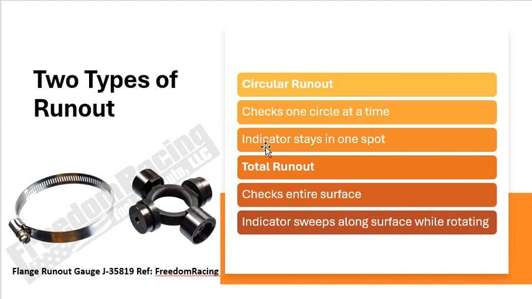For circular runout, we go one circle at a time, and the indicator stays in one spot. Your total runout is going to check the entire surface. Your indicator is going to sweep along the surface while rotating. Very important. And here is an example of the flange runout gauge. Of course, this is just to stabilize. And then, of course, this is your gauge. Your instrument for the gauge is going to go into these little holes. Here is the commercial number for this instrument, and this is the company that made them.